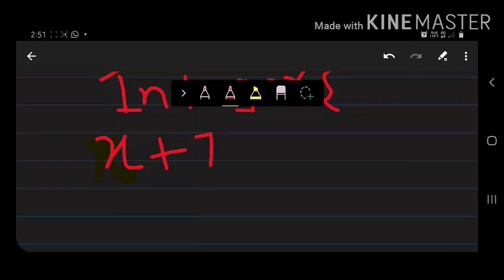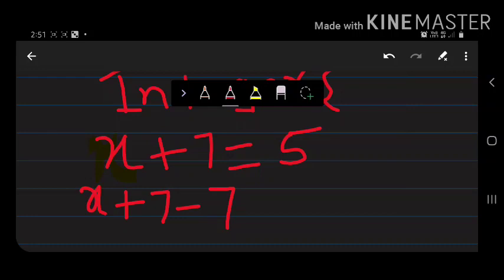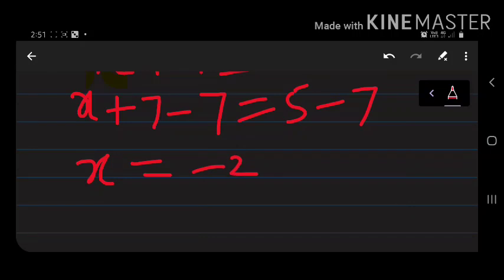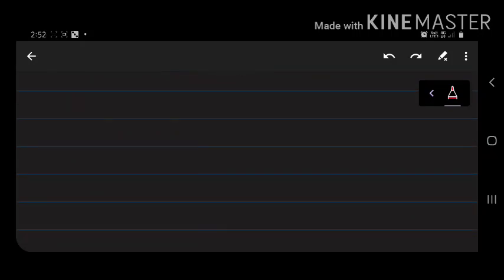So let's try to solve this equation. x plus 7 equals 5. So let's find the value of x by subtracting 7 from both the sides. So x plus 7 minus 7 equals 5 minus 7. So our final answer is x equals minus 2. And minus 2 belongs to integers.